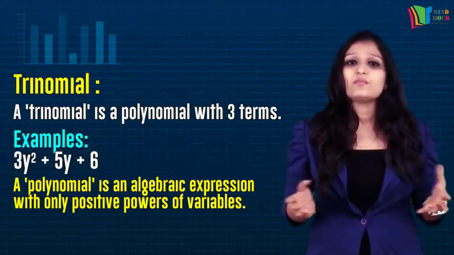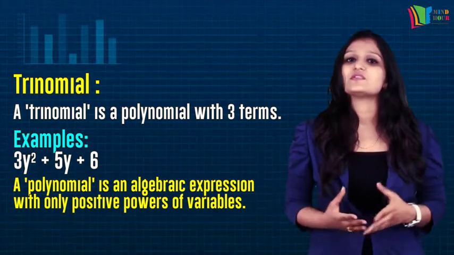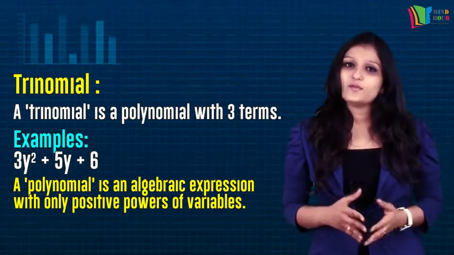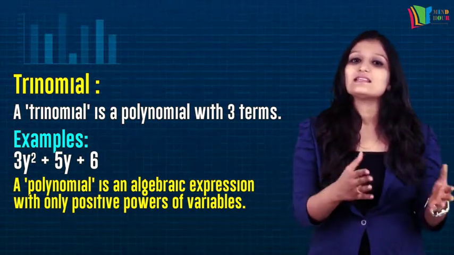Trinomial. If the number of terms in the given expression is 3, then it is called a trinomial. 3y squared plus 5y plus 6 is an example of a trinomial. To simplify some expressions, we may need to use the distributive property. Do you remember it?